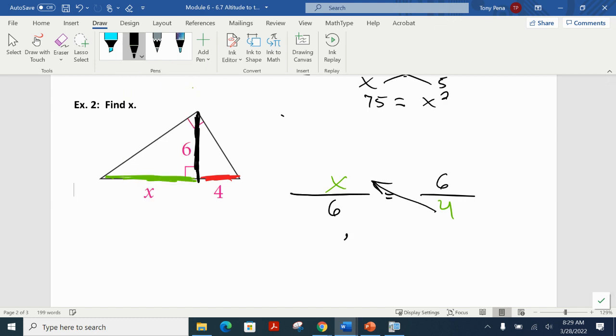All right. So we're going to crisscross. This one's a nice one. So this is 4x. 6 times 6 is going to be 36. We don't have to worry about square roots in this case. Go ahead and divide by 4, and then we can find x to be a 9. Okay.